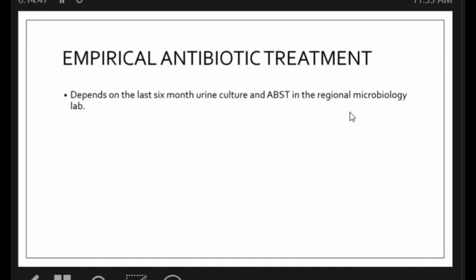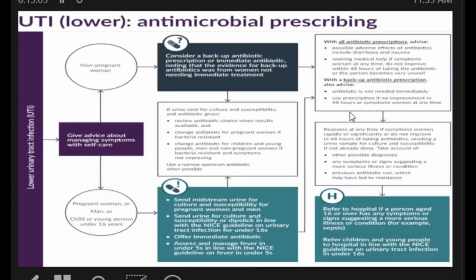The empirical antibiotic depends on the last 6 months of antibiotic sensitivity patterns in your regional microbiology lab. These slides are from the NICE guideline and the NHS trust, just to show the usefulness of having a clinical care pathway. It is very easy: when the female patient, aged 16 to 65, comes in, see whether she is pregnant or non-pregnant. If she is non-pregnant with uncomplicated urinary tract infection, no urine dipstick, no urine culture, you just start the antibiotic.